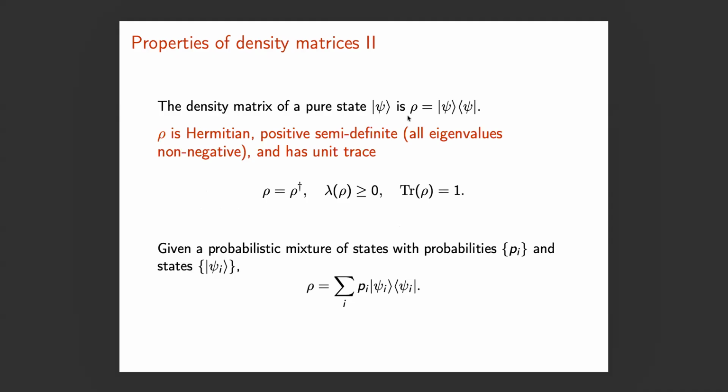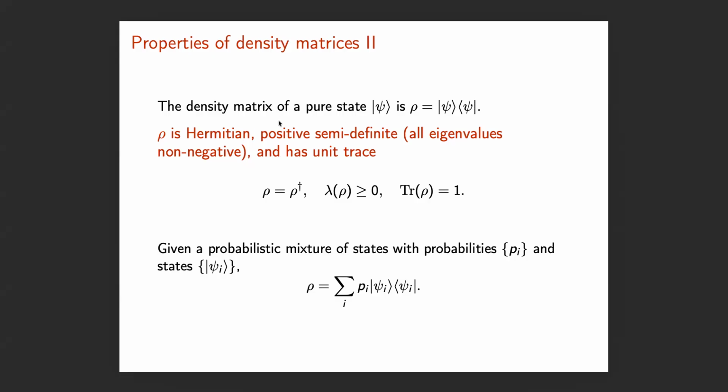The density matrix of what we will later say is a pure state. A pure state is a state which is uniquely defined. The state can be entangled or it cannot be entangled. But with a pure state, we mean a state where we know exactly what it looks like. Okay?